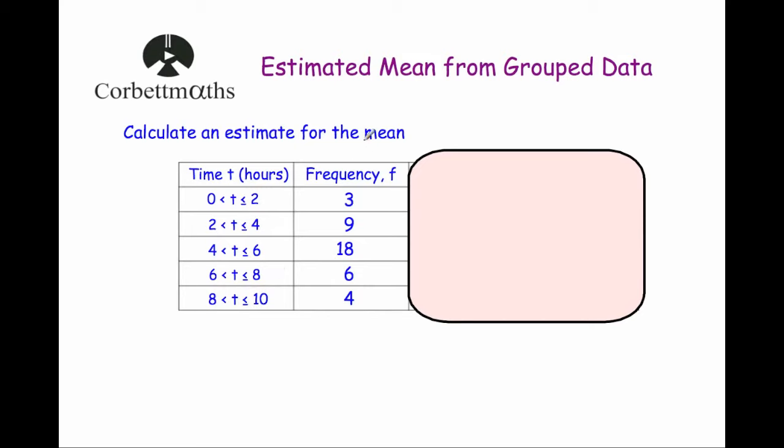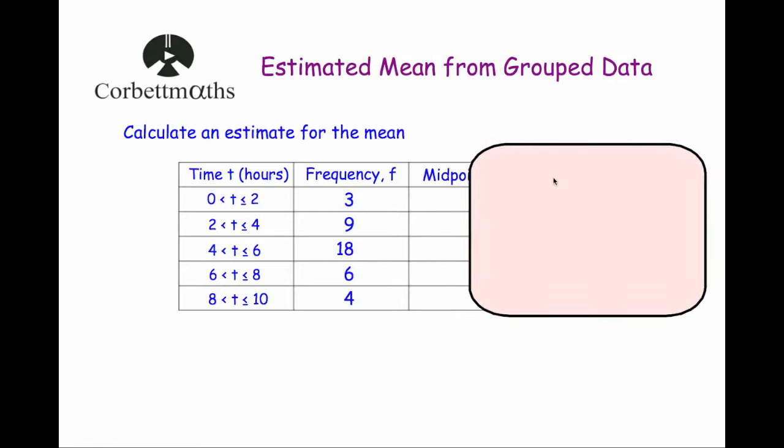Now, normally to work out the mean, we would get all the numbers and add them all up and divide by the total number of numbers, and that would give us the mean. The only thing is, we don't actually know the numbers here. We know that the 3 students here spent somewhere in between 0 and 2 hours. So what we're going to do is add on a column called the midpoint.